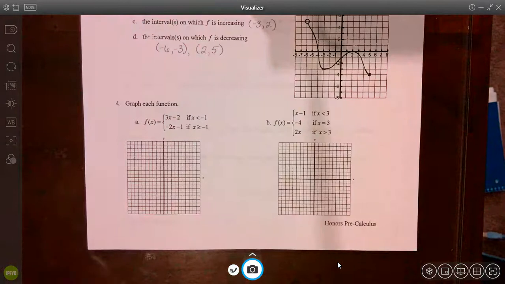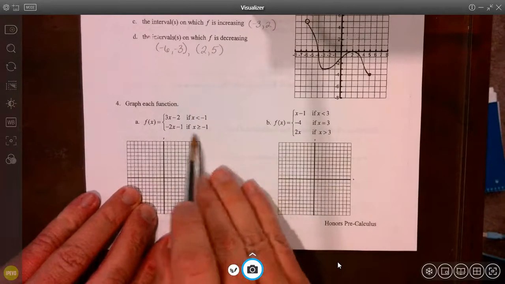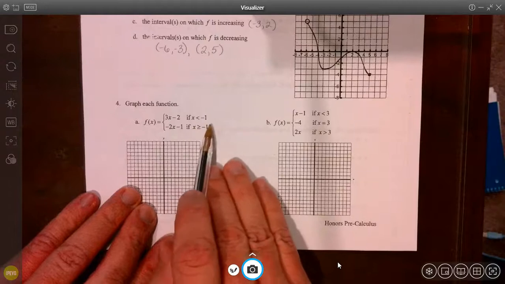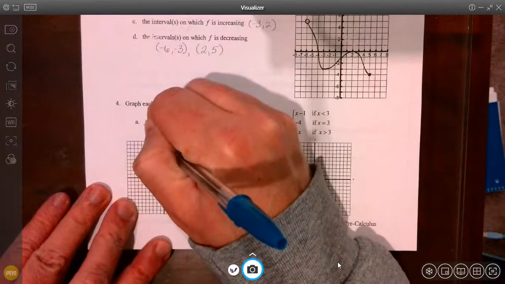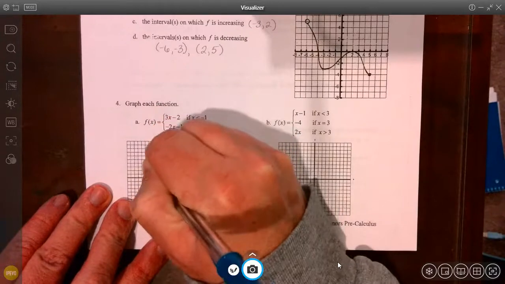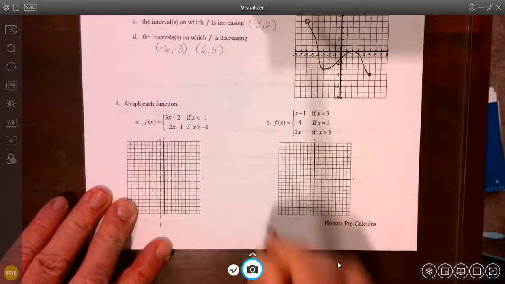Moving on to number 4. It says to graph each function. Right, and we have some piecewise functions here. All right, so remember, first thing we want to do is kind of break up our graph so that we know we look at our conditions here, right? And it's obviously broken up at -1. So I'm going to put a vertical line, dotted line here at -1.